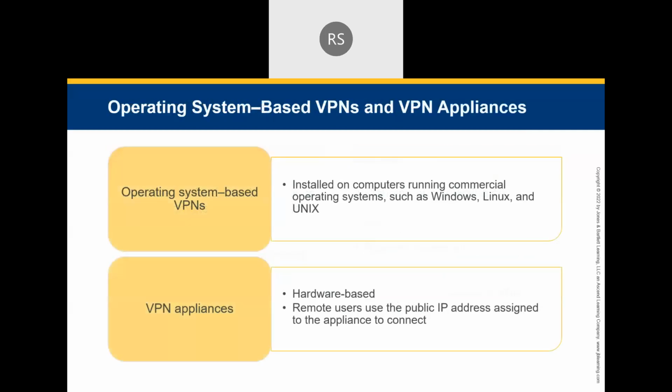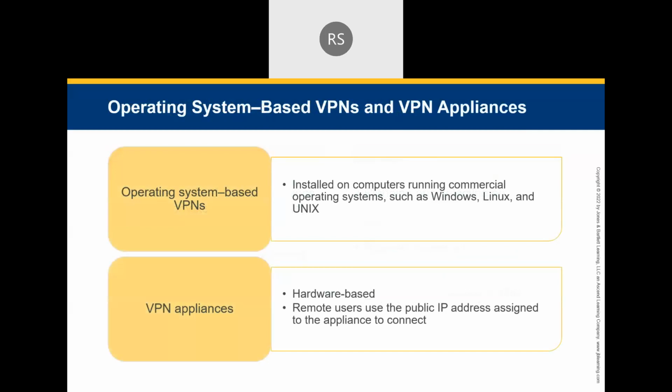All right, first we're going to look at operating system-based VPNs and VPN appliances. Operating system-based VPNs are installed directly on computers running a commercial operating system, such as Windows, Linux, and Unix. They provide a software-based solution for establishing secure connections over the internet. On the other hand, VPN appliances are hardware-based devices specifically designed to handle VPN connections.